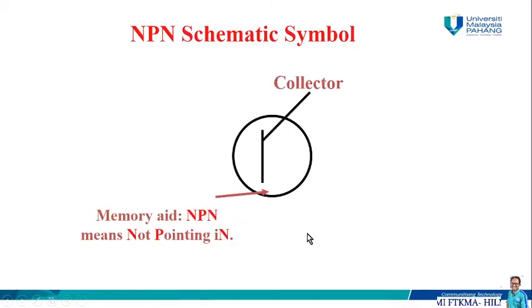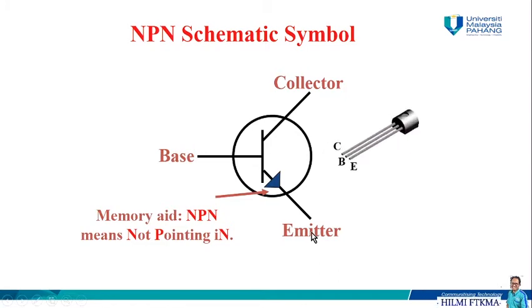So let's take a look at the schematic symbol. This is an easy way to remember. You can have your own idea how to remember the direction of the current, the direction of the symbol, the arrow. So for NPN, we can use "not pointing in" to remember the symbol of the NPN transistor. If you remember the NPN, then PNP would be pointing in. So the BJT itself, the transistor itself, has three terminals.